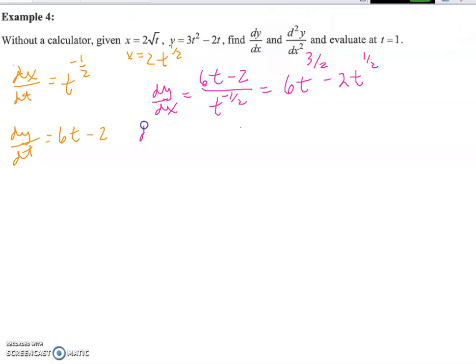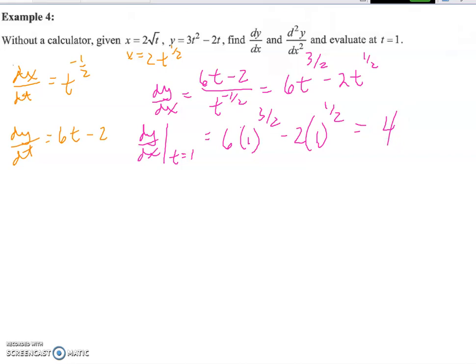If we want to evaluate dy/dx at t equaling 1, we're just going to plug 1 into that. So I've got 6 times 1 to the 3/2 minus 2 times 1 to the 1/2. I just get 6 minus 2, which is 4. Alright, so there's our first answer.